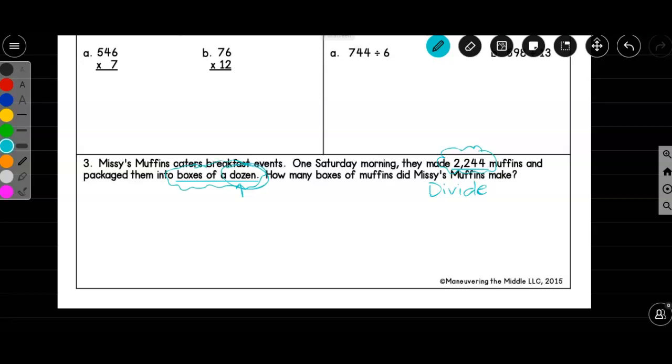So now we have to know what a dozen is. A dozen is 12. So we are going to take 2,244 divided by 12, and this would be your expression. That will give us the answer to how many boxes of muffins Missy's Muffins make. So go ahead, pause the video again. Let's set this up and solve it.